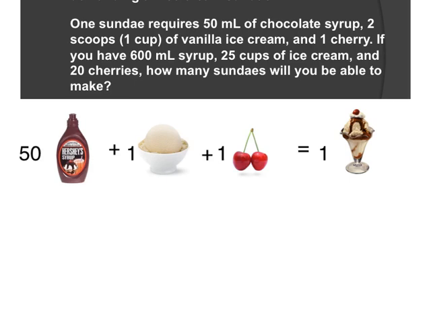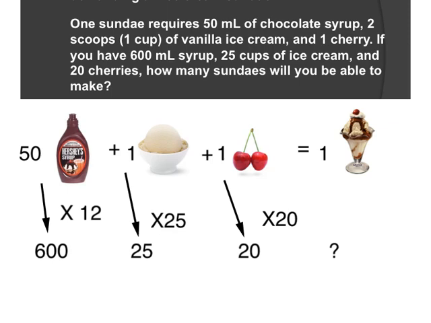Let's see what we can do. So if these are amounts that I have, I have to see how many sundaes I could make with each one. So you see, how many times can I get 50 out of 600? How many times can I get 1 out of 25? 1 out of 20? If I had to multiply this recipe, how many total sundaes could I make with what I have? So let's try to figure that out. So here are each of the multipliers. 50 times 12 is 600. 1 times 25 is 25. 1 times 20 is 20.